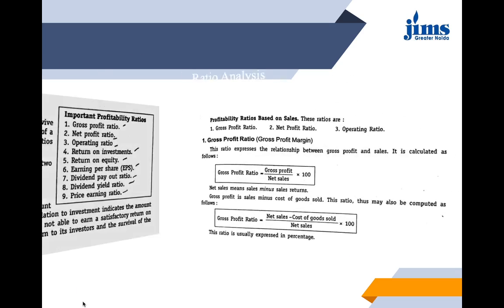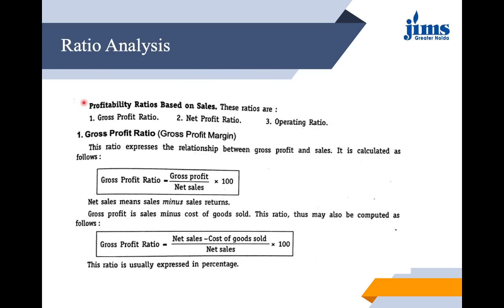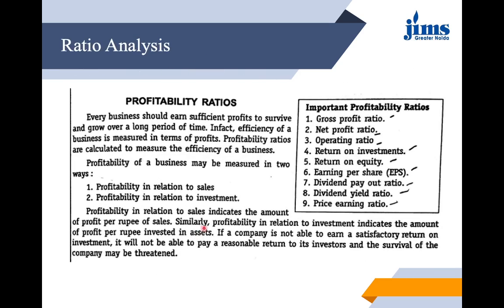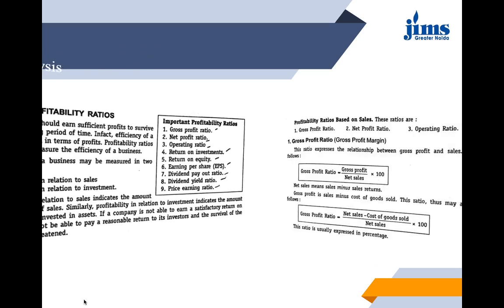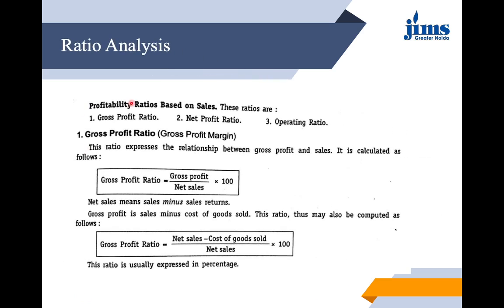So it is very necessary to know the position of profitability in an organization. As I told you, we will be doing it in two ways. The first is on the basis of sales. The first three of these, GPR, NPR and operating ratio, come under this first category, and all the others come under the second category. So let us study the first category, profitability ratios based on sales: first GPR, then NPR, and then operating ratio.